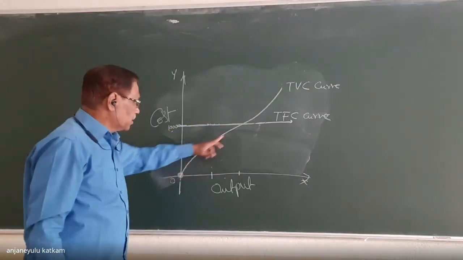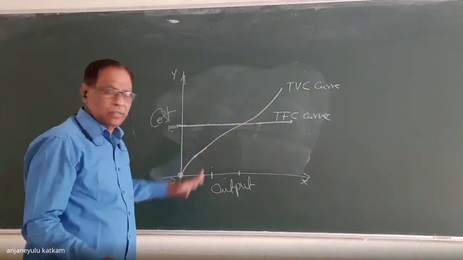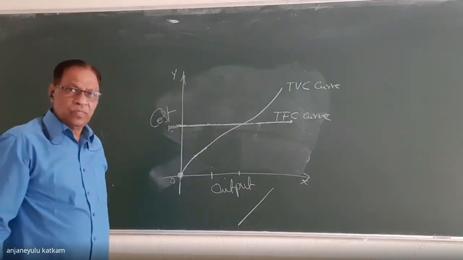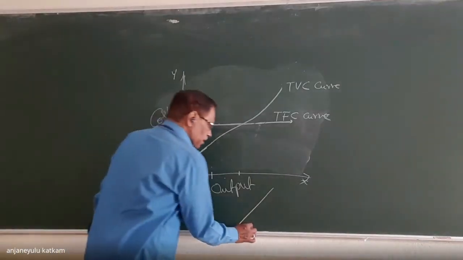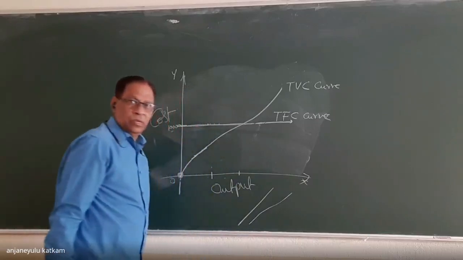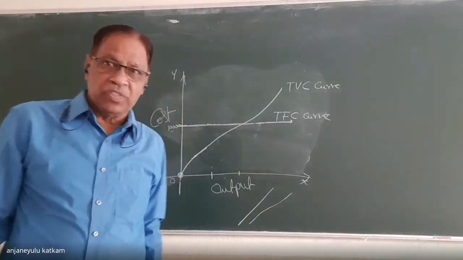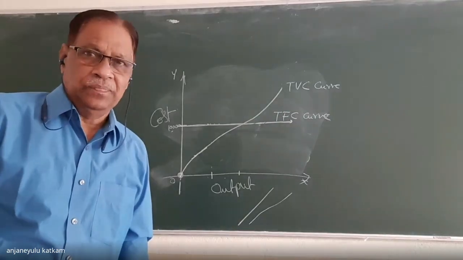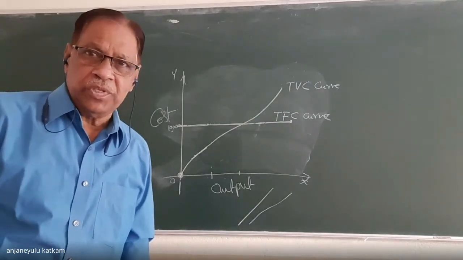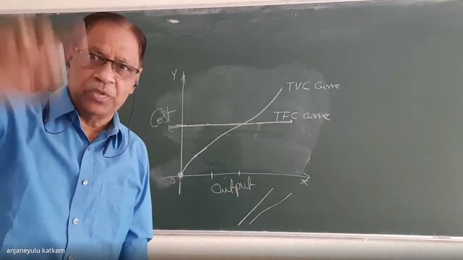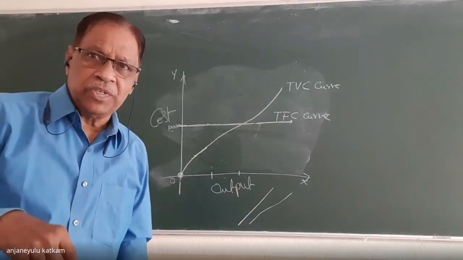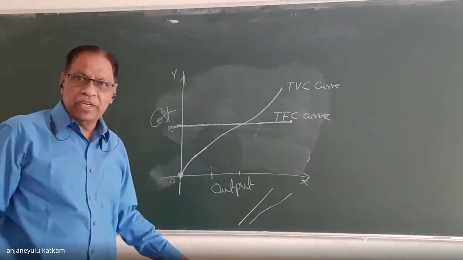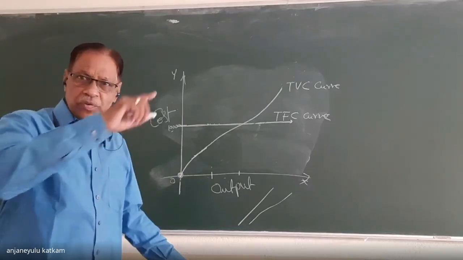This curve may be a straight line, like this. Or it may be like this. The shape of this variable cost curve will depend upon the rate of change in it. In some textbooks you can find a straight line going up from zero, and in some textbooks you can find a curve like this also. So both are correct, but it must rise from left to right, starting from zero.